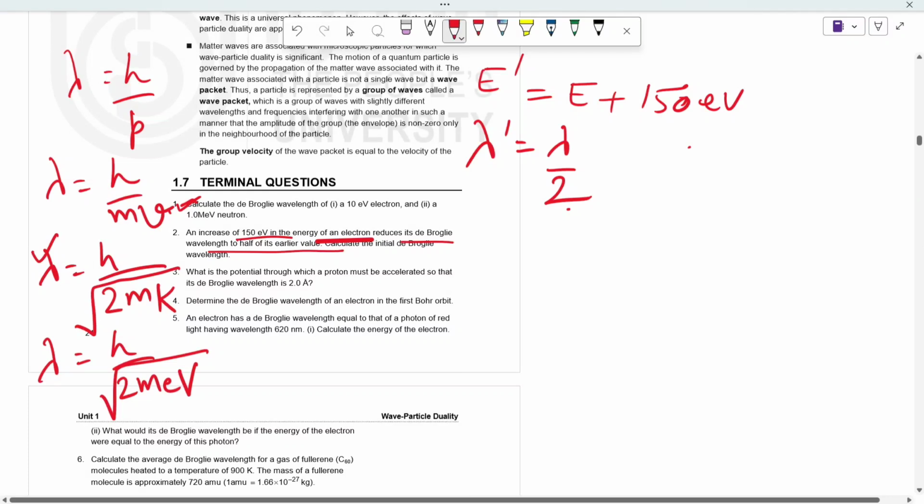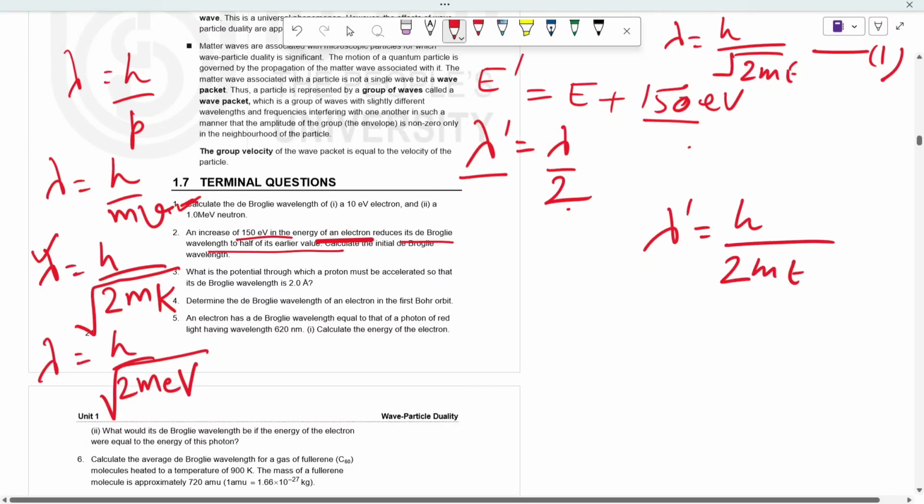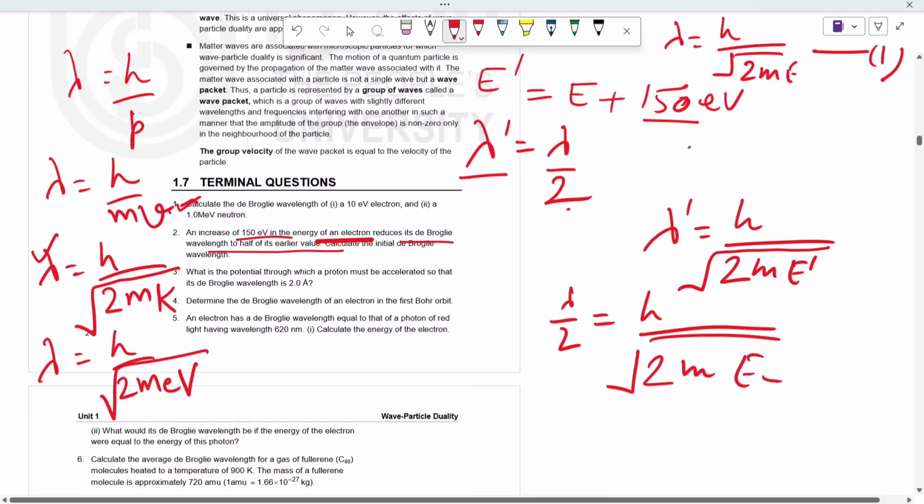The initial de Broglie wavelength was lambda is equal to h by root 2mE. This was our initial value, and by increasing the energy by 150, the de Broglie wavelength becomes lambda by 2. So our new wavelength will be equal to h by root 2mE dash, meaning the new energy. Substituting these values, lambda dash is equal to lambda by 2 is equal to h by root 2mE dash, where E dash is equal to E plus 150. So this is equation number 2.